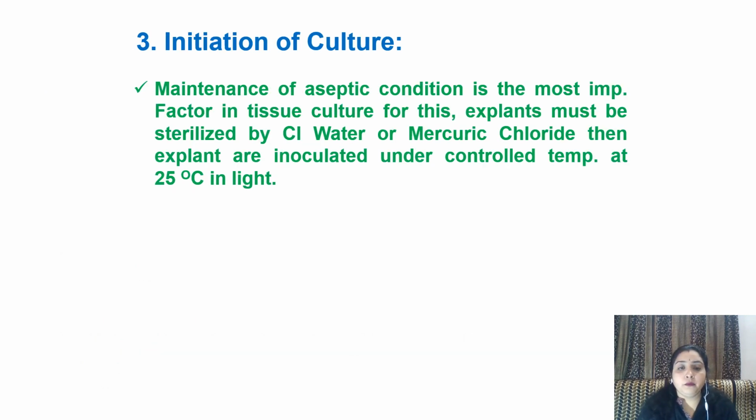Initiation of culture. Maintenance of aseptic condition is the most important factor in tissue culture. For this, explant must be sterilized by chlorine water or mercury chloride solution. Then explants are inoculated under controlled temperature at 25 degrees centigrade in light.